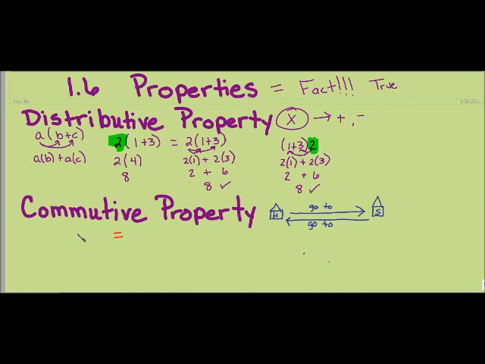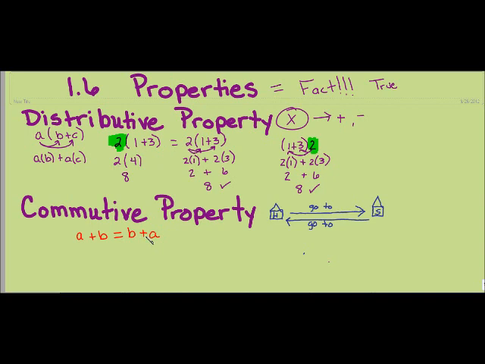So if I say from A to B, now how am I going to go? Where am I going to start? I'm going to start at home. I'm going to go to school. I'm going to start at school and go home. So I'm using the same variables.